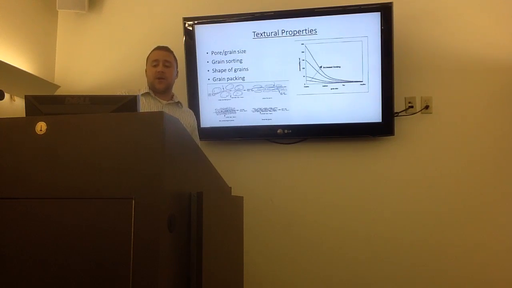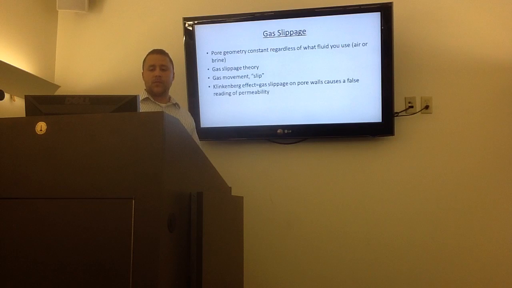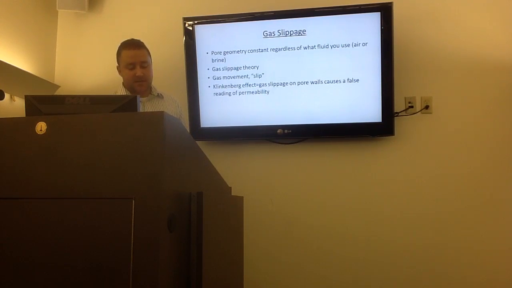Some of the textural properties that affect permeability are the pore grain size, grain sorting, shape of grains, and grain packing. Gas slippage. Gas slippage basically is saying gas molecules encounter less resistance, thus moving more freely, which results in an artificial increase in permeability. Klinkenberg managed to devise a formula to account for this artificial increase.